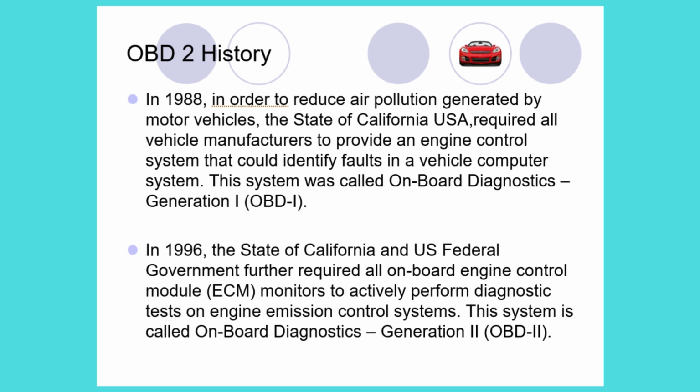This image gives you a clue to the reason for OBD2. In 1988, in order to reduce the air pollution generated by motor vehicles, the state of California in the USA required all vehicle manufacturers to provide an engine control system that could identify faults in a vehicle computer system. This system was called Onboard Diagnostics Generation 1. In 1996, the state of California and the US federal government further required that all onboard engine control module monitors actively perform diagnostic tests on engine emission control systems. This was called Onboard Diagnostics Generation 2, or OBD2.